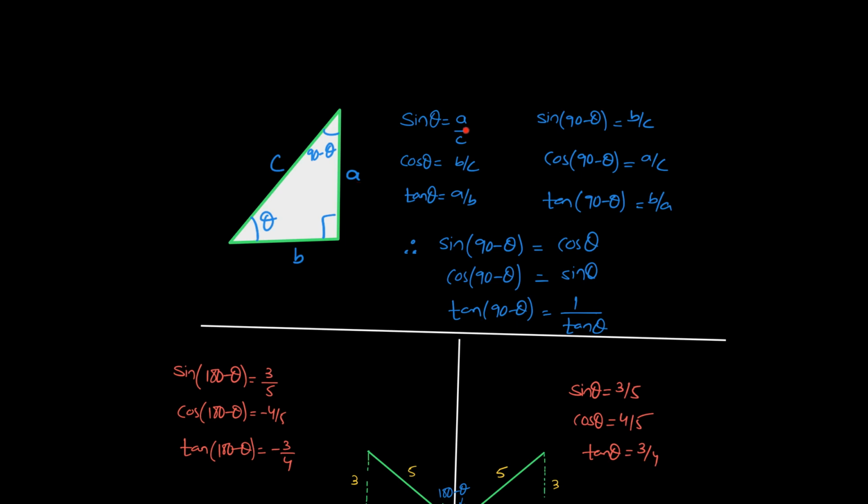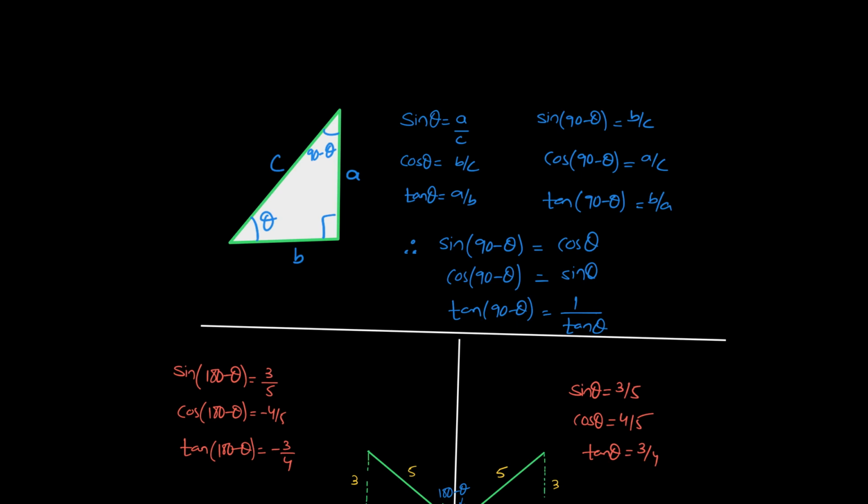If you compare, the value of sine theta was A over C and cos 90 minus theta is also A over C, which means sine theta is the same as cos 90 minus theta, and sine 90 minus theta has the same value as cos theta, B over C. So this becomes your identity: sine 90 minus theta is equal to cos theta, and cos 90 minus theta is sine theta. The ratios of tan theta and tan 90 minus theta are just reciprocals of each other. Therefore tan 90 minus theta is the same as 1 over tan theta. This would make more sense if we take some values.